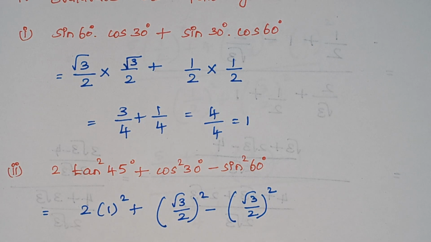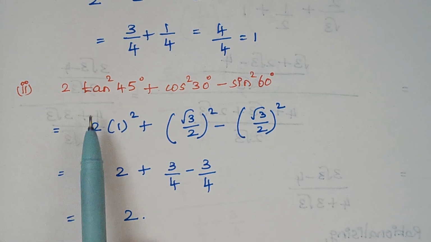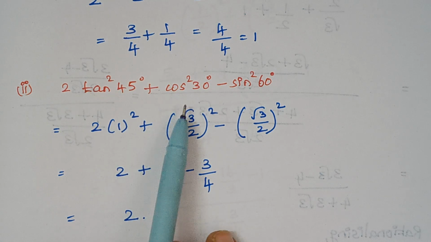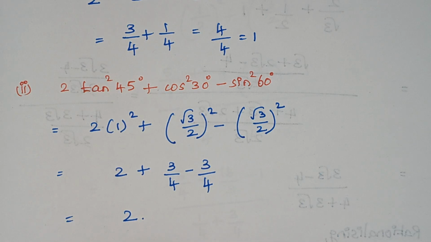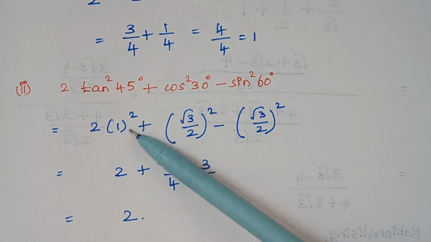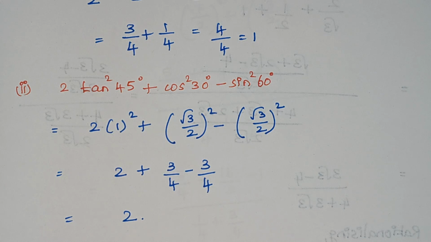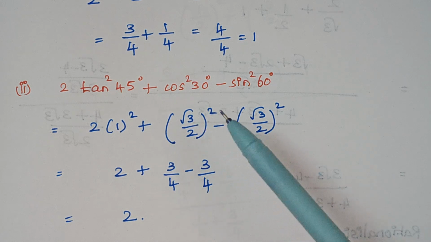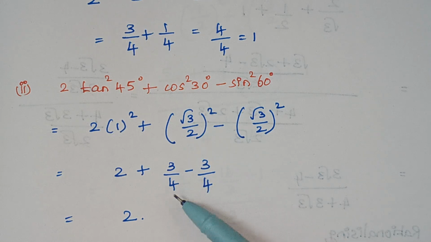Now our second problem, that is the second part of the first problem: 2 tan square 45 degrees plus cos square 30 degrees minus sin square 60 degrees. Here again, just from the table, you have to write down all the values. So tan 45 is 1, cos 30 is root 3 by 2 and sin 60 is again root 3 by 2. As we all know, root 3 whole square, that is root 3 into root 3, is 3. Therefore, this numerator becomes 3 and 2 square is 4.